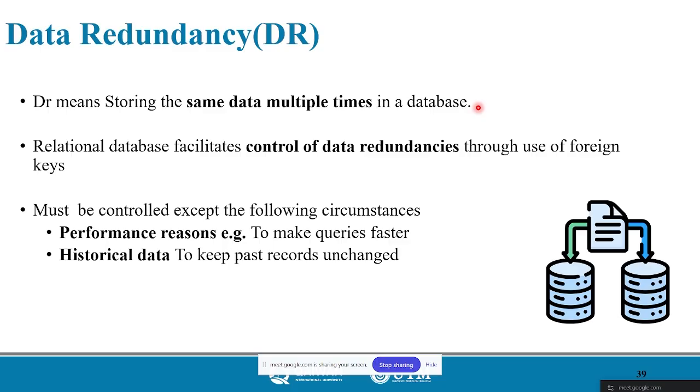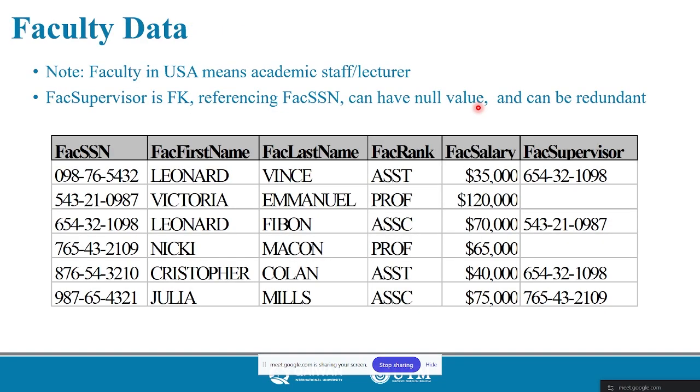However, for the historical data, we can do nothing for it. Now we have faculty data. Faculty in USA means academic or staff lecturers, just so you know.